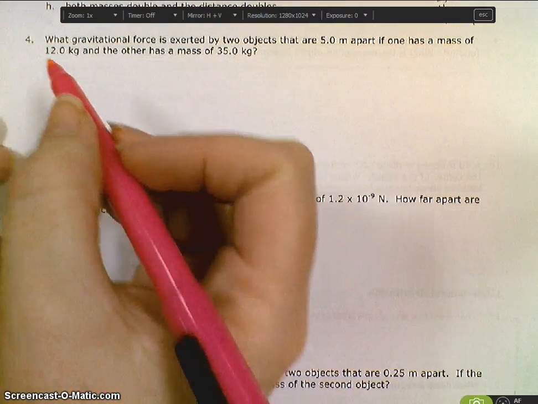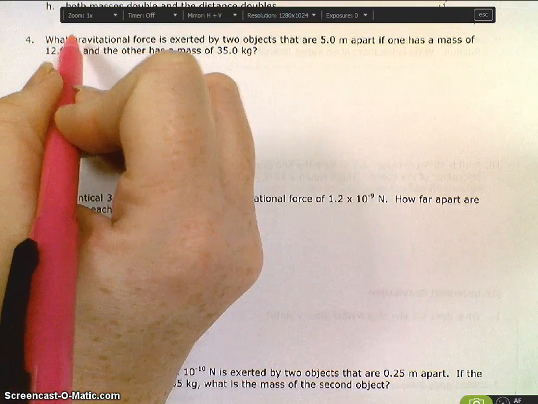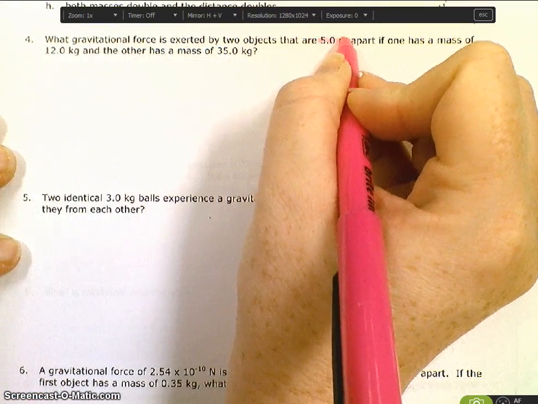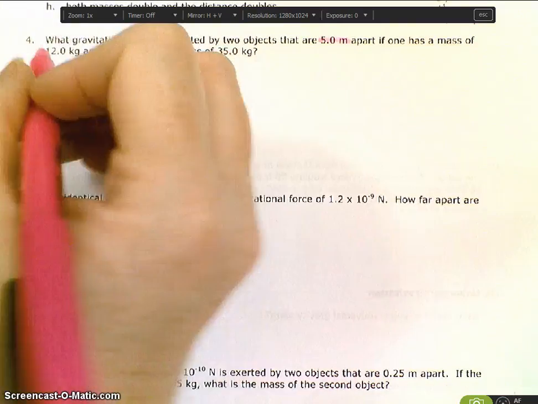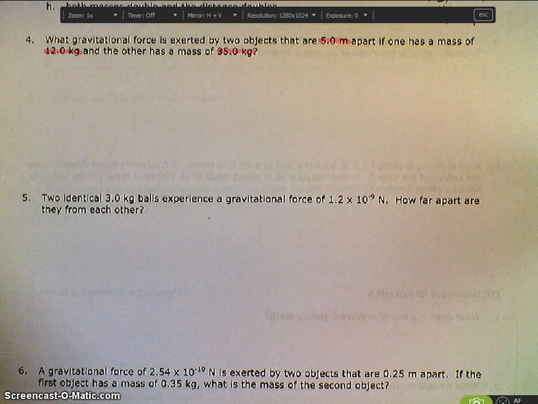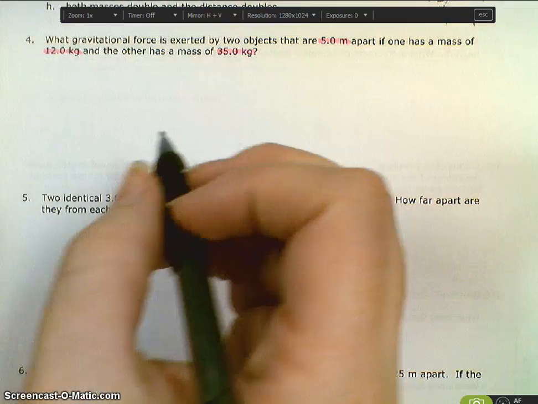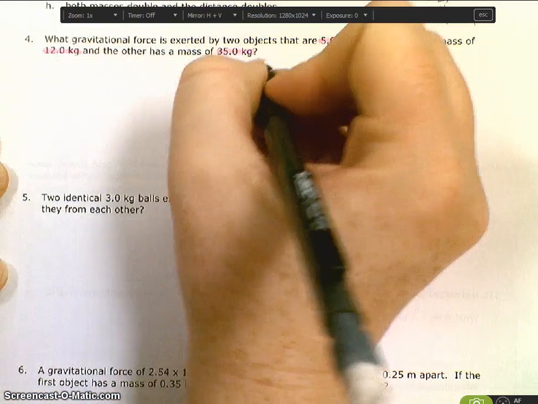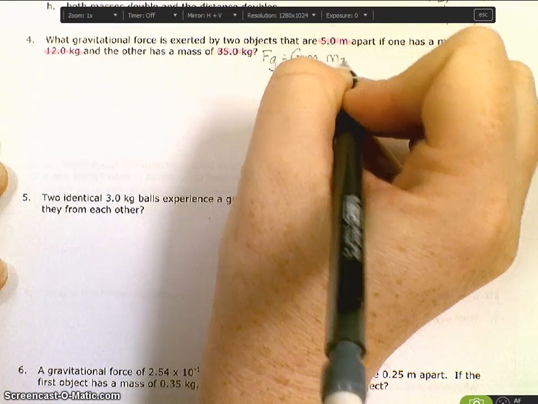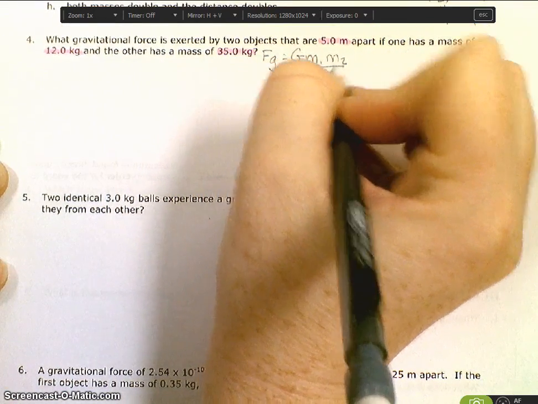So in number 4, I'm going to read through the question. I'm looking for a gravitational force, and I have two objects 5 meters apart. The mass of one is 12 kilograms, and the other is 35 kilograms. Okay, for this I use my basic equation, Fg equals big G, m1, m2 divided by d squared.